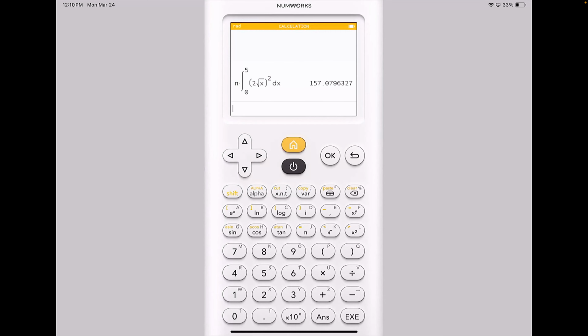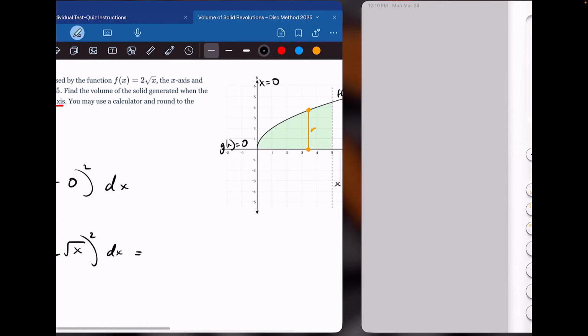If they tell you how many spaces to go, go there. If they don't tell you, go 3 spaces. 3 spaces is fine. Okay? So I don't believe they tell us how many spaces. 1,000, so that's 3 spaces. So we're going to go 3 spaces. So 157.080.